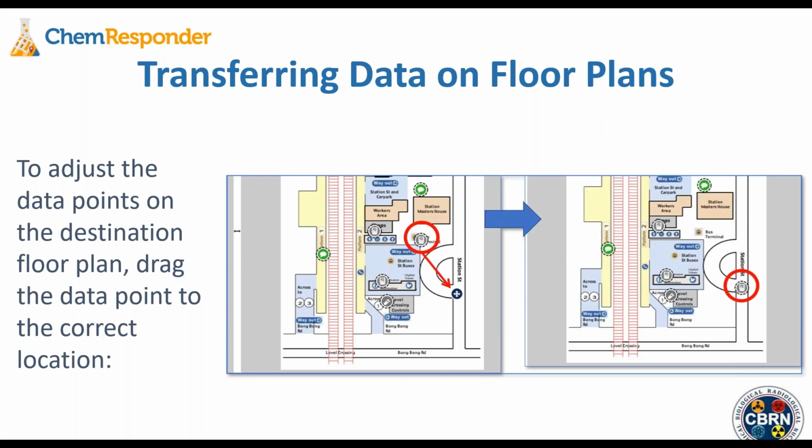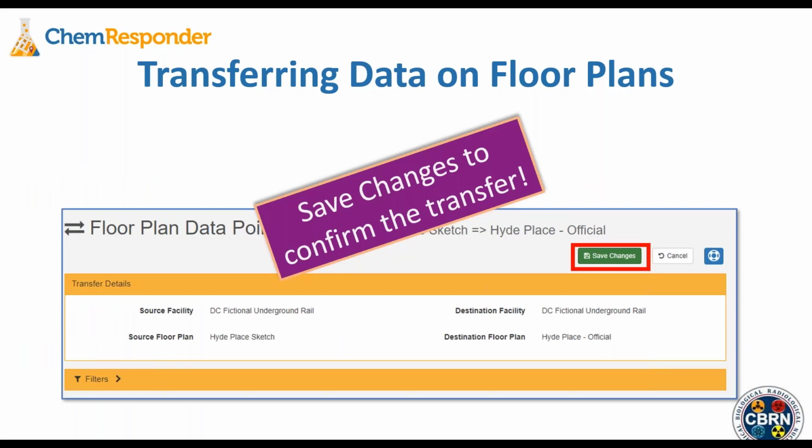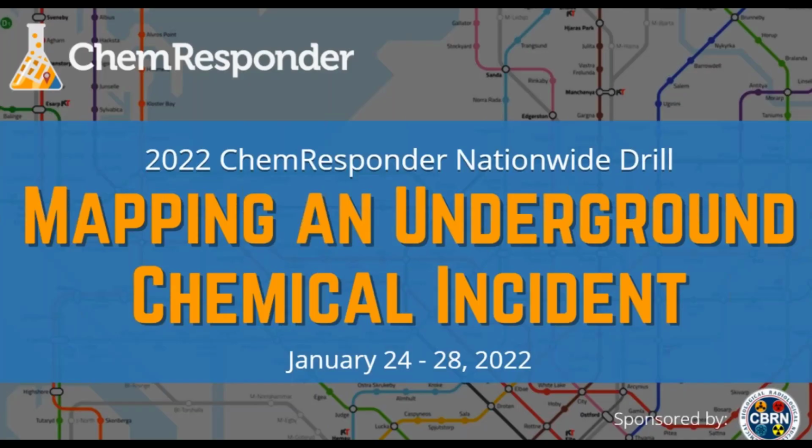You can also adjust data points on the destination floor plan. So maybe because of the scale, they may have not lined up correctly during the transfer. So you want to adjust those a bit. You can click and hold on the icon and then drag it to the intended location, and it will then have the new location set to that. And once you have made all the appropriate moves and transfers, you will click Save. And that would wrap up the skills portion of the pre-drill webinar.